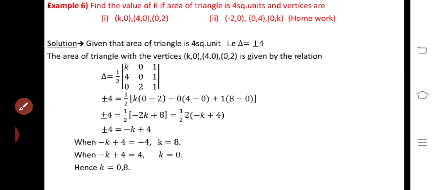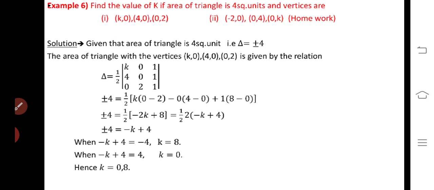Okay, let us start the next question. Find the value of k if the area of a triangle is 4 square units and the vertices are: first question, k comma 0, 4 comma 0, 0 comma 2, and second question, minus 2 comma 0, 0 comma 4 and 0 comma k. The second question was homework. Let us start the first question.